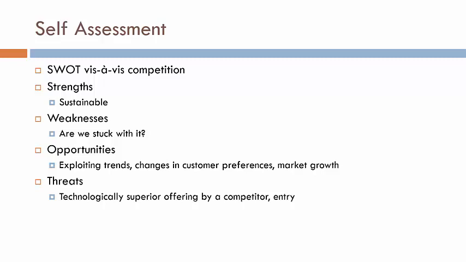Now, under threats, you want to think of a potential new entrant who can satisfy the underlying needs with a technically superior offering or a different technology. The last element of your SWOT analysis stands for threats. So under threats, you want to think of potential new entrants who can satisfy the same underlying needs with maybe a technically superior offering or a different technology. And we will discuss some of this in our case discussions.